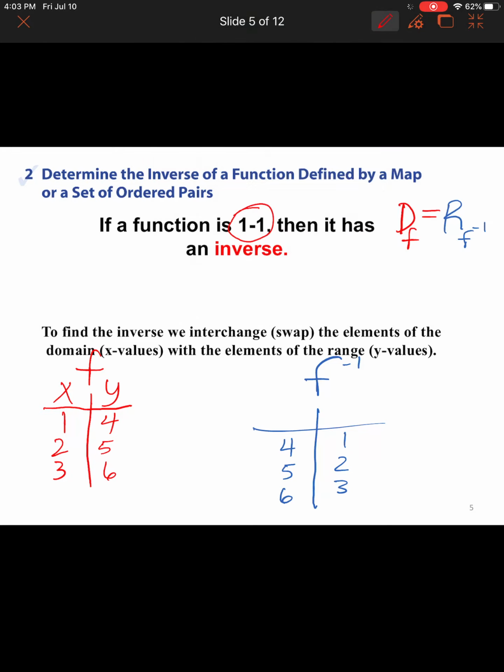And likewise, the range of the original function equals the domain of the inverse function. That'll save you a whole lot of time. All right? Moving on.